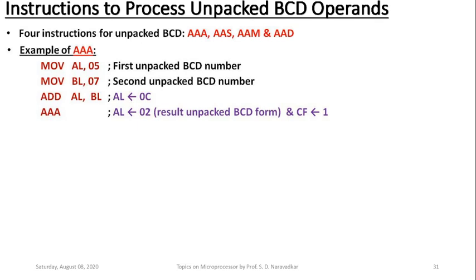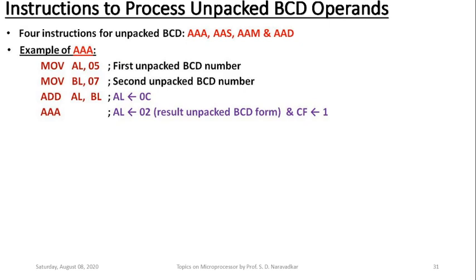Now here is the example of AAA, ASCII adjust accumulator after addition. You can observe MOV AL, 05 is an unpacked BCD number. In the first unpacked BCD number, the upper nibble is 0, all 4 bits are 0, and only the lower nibble has a valid BCD number, that is 5. Similarly, the second unpacked BCD number is taken into the BL register. Second instruction, MOV BL, 07.